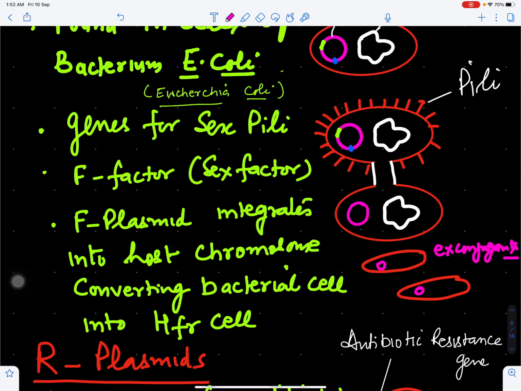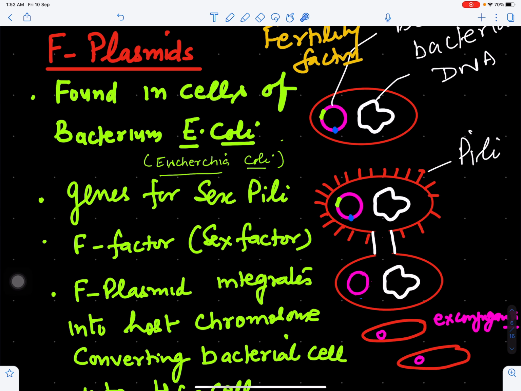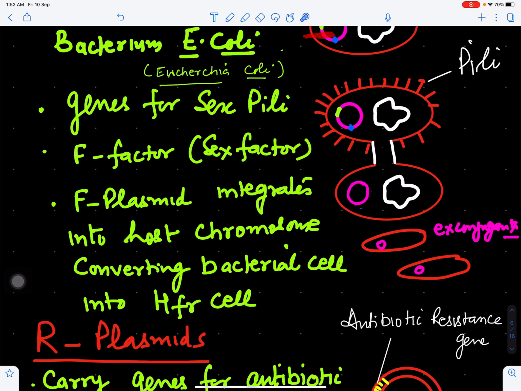Sometimes this F plasmid may get integrated with the host bacterial chromosome. Then it is called Hfr, that is, high frequency recombination strain. So such plasmids which have the fertility factor or sex factor are called F plasmids.